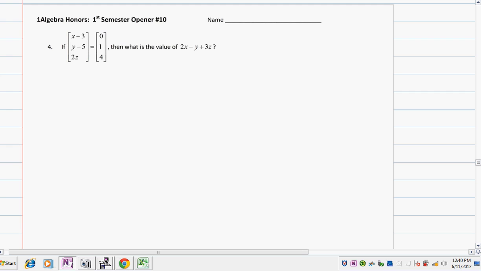If this matrix that has 3 rows and 1 column is equal to this other one with 3 rows and 1 column, then what's the value of this expression, 2x minus y plus 3z?